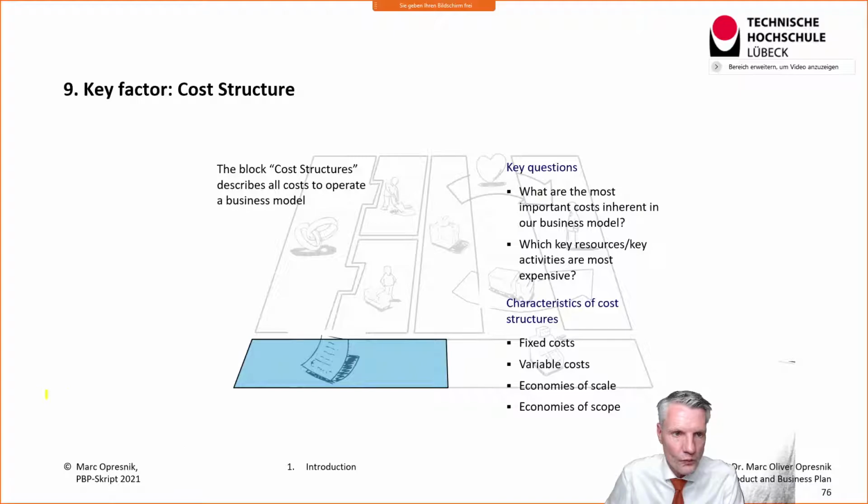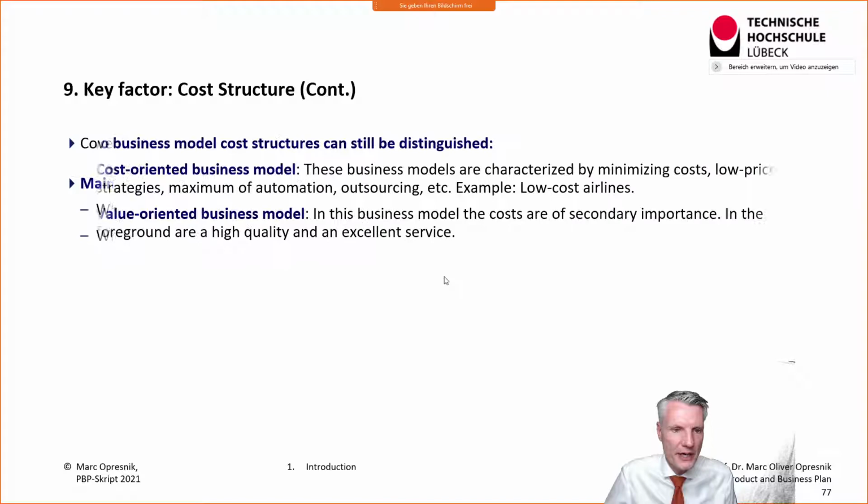And finally, the last building block being cost structure. So it describes all costs to operate a business model. Key questions are, what are the most important costs inherent in our business model? Which key resources, key activities are most expensive? And then we have different kinds of terminologies. I want to quickly touch base upon that.